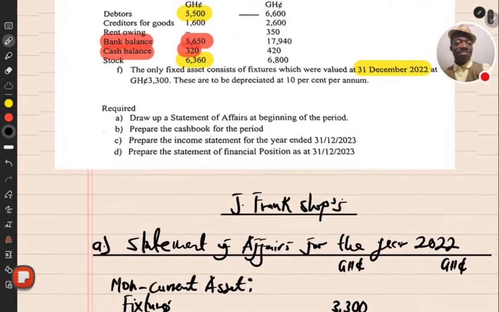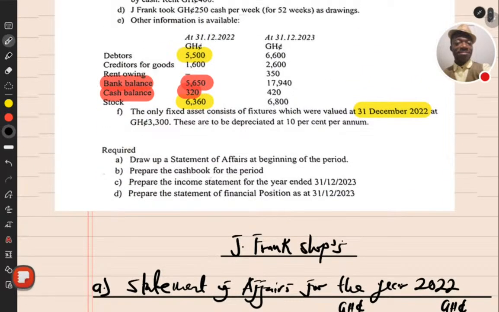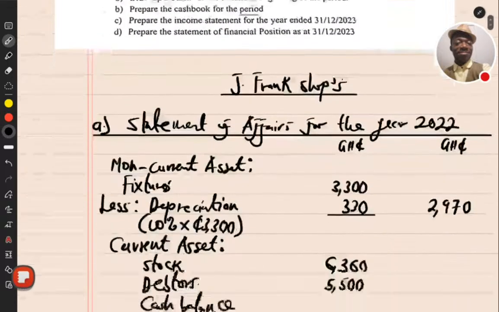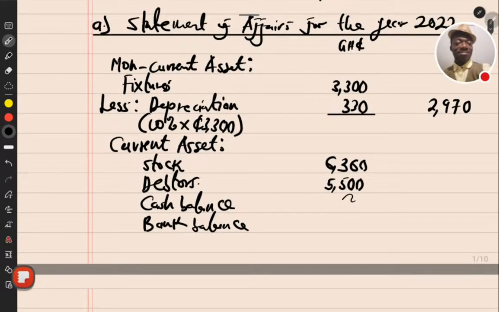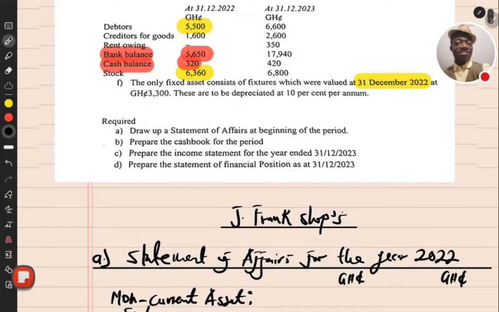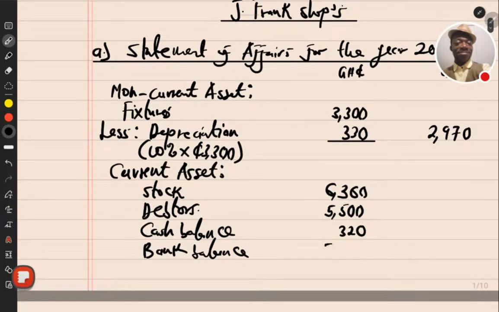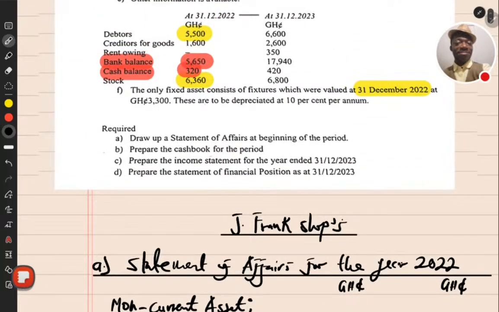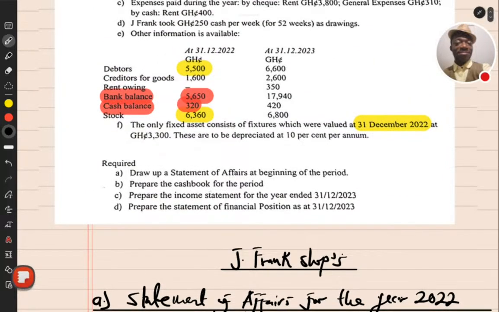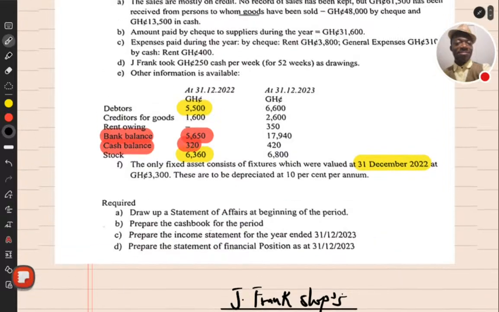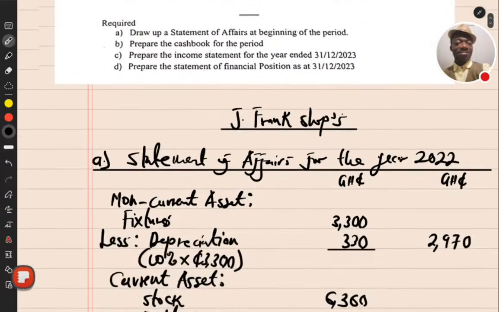So cash balance as at 31st December 2022 was what? 320. So we have that coming up here. And that of the bank balance too, we have been told that it was what? 5,650. Just want to have that also coming up. Is that all for the current assets? I guess so. We don't have any prepaid.